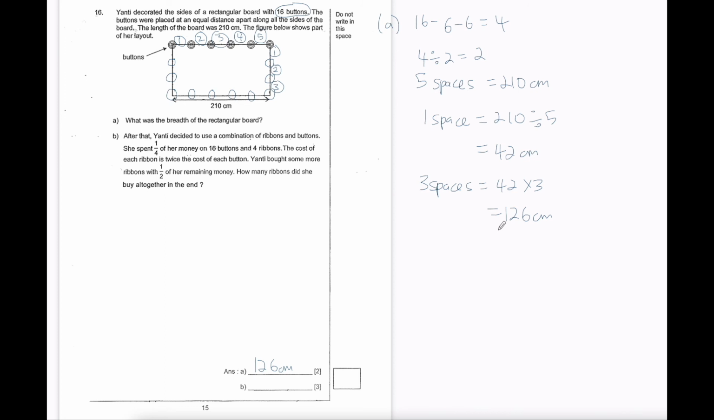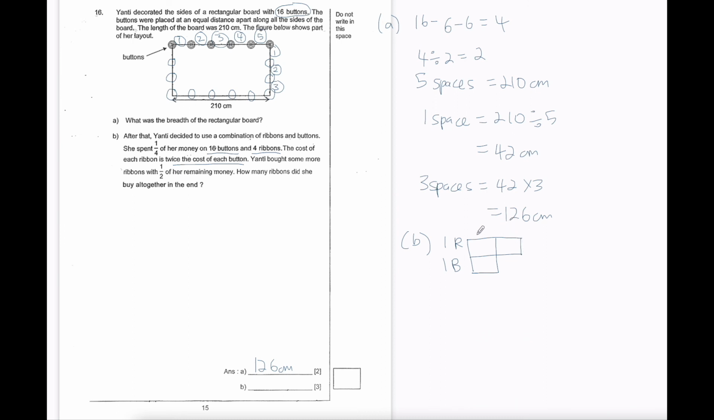After that, Yanti decided to use a combination of ribbons and buttons, and she spent 1/4 of her money on 16 buttons and 4 ribbons. And the cost of each ribbon is twice the cost of each button. So part B. Okay, 1 ribbon and 1 button. The ribbon is twice, correct? So ribbon will have 2 units, while my button will have 1 unit.